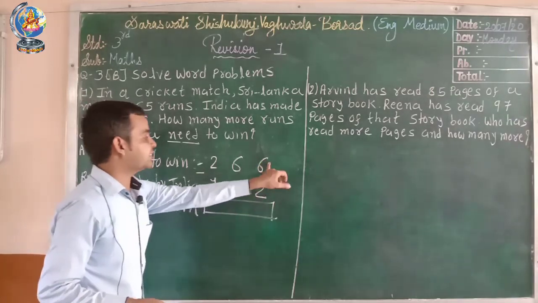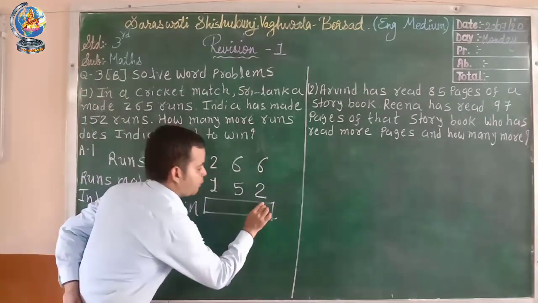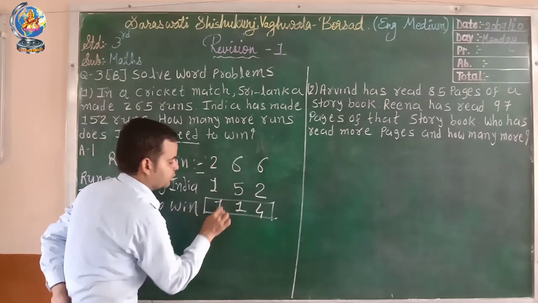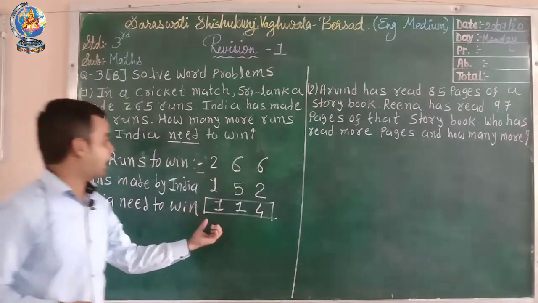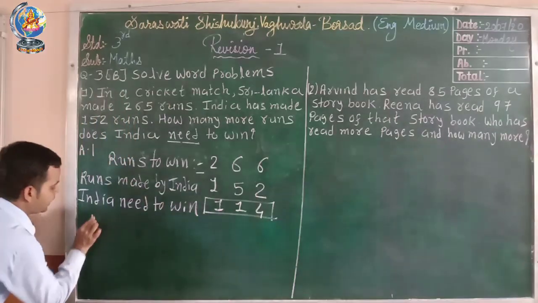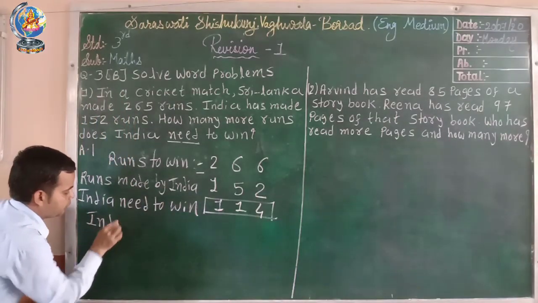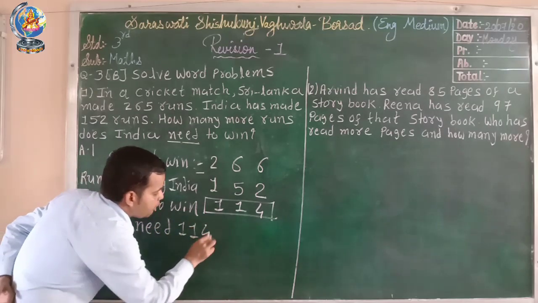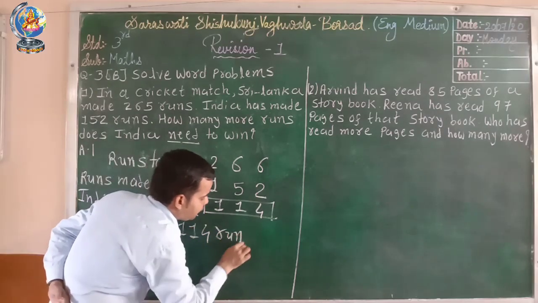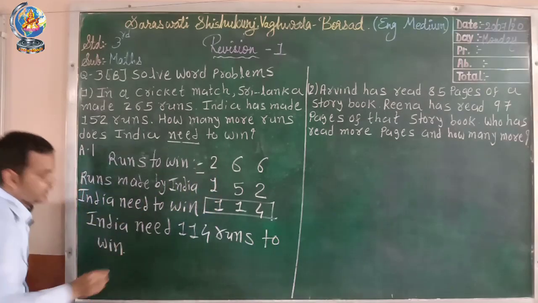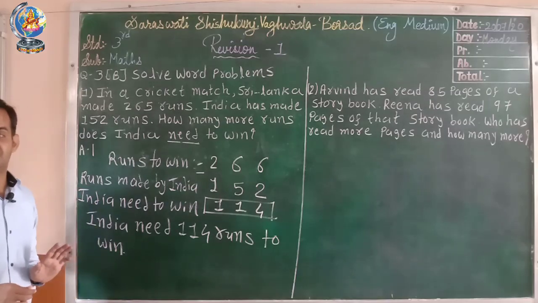So here 6 minus 2, 4. 6 minus 5, 1. 2 minus 1, 1. So here our answer is 114. So how can we write? India needs 114 runs to win. Okay, understood about this sum?